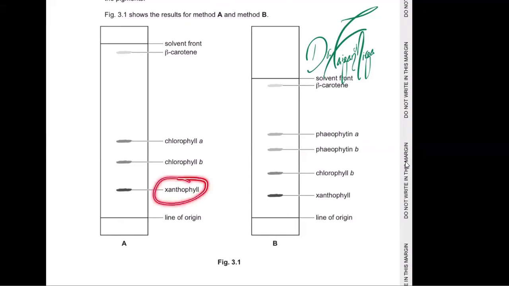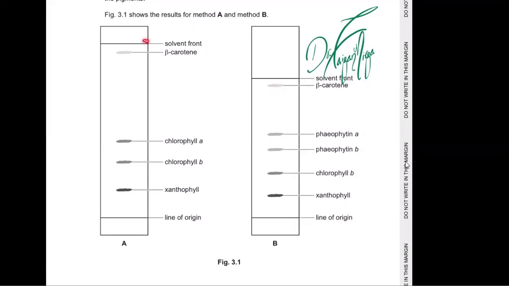So we can see that xanthophyll was least soluble. That's why it got deposited here while the solvent kept rising. Chlorophyll B was more soluble. Chlorophyll A was even more soluble, and the most soluble of these was beta carotene because it traveled the longest distance. A spot that travels the longest distance is most soluble in that solvent. Then in B, you can see the same kind of condition, with further pigments separated, and again beta carotene being most soluble.